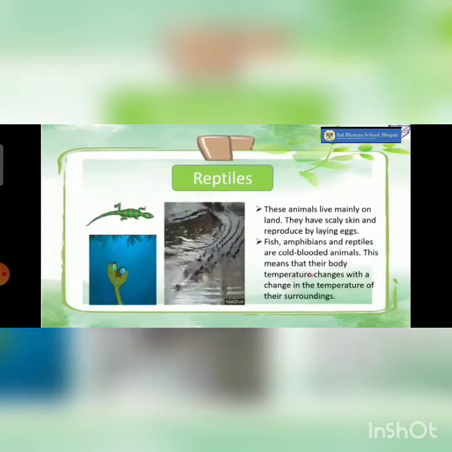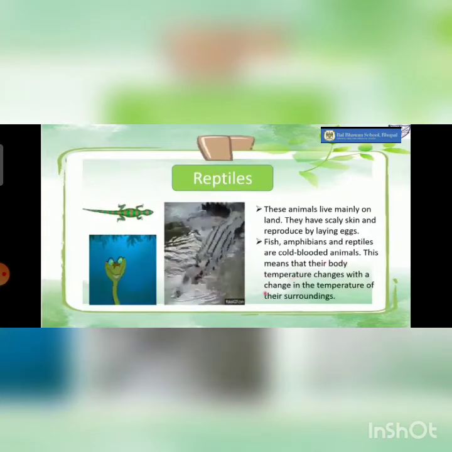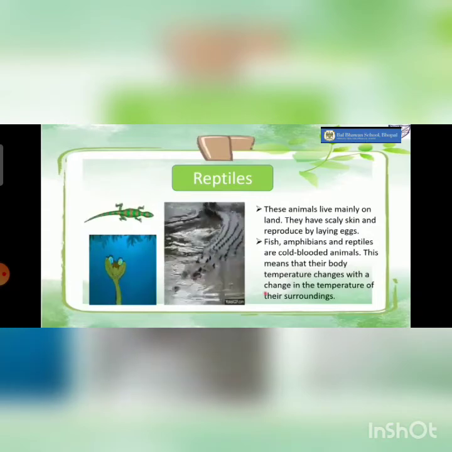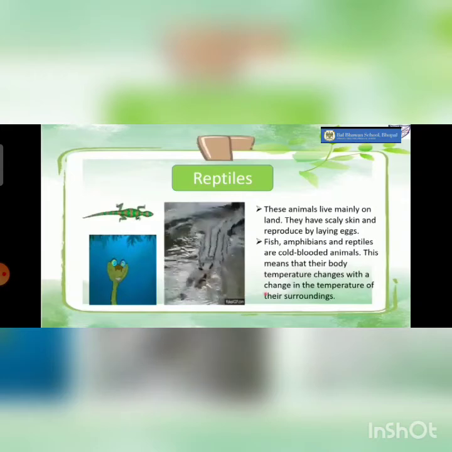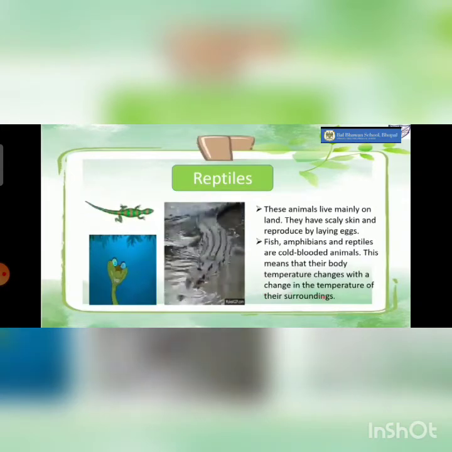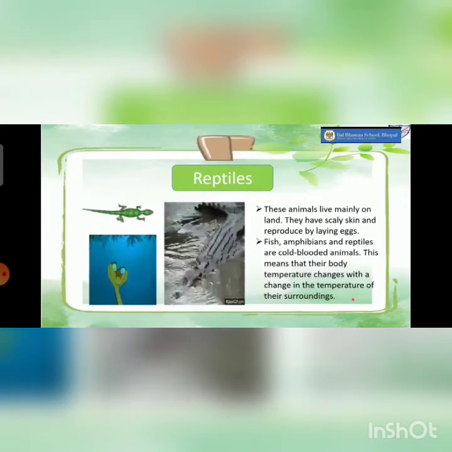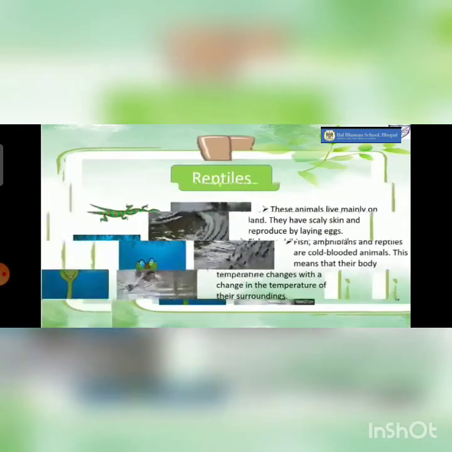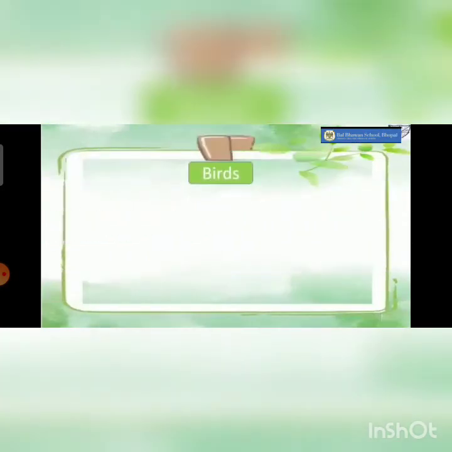Fish, amphibians, and reptiles are cold-blooded animals, children. It means that their body temperature changes with a change in the temperature of their surroundings. They adjust their body temperature as per the temperature of the surroundings. And such animals are called cold-blooded.